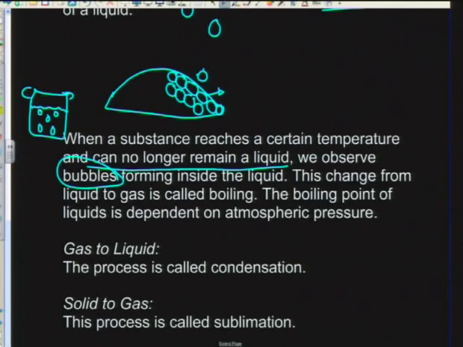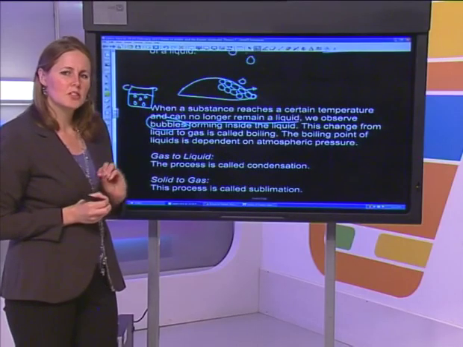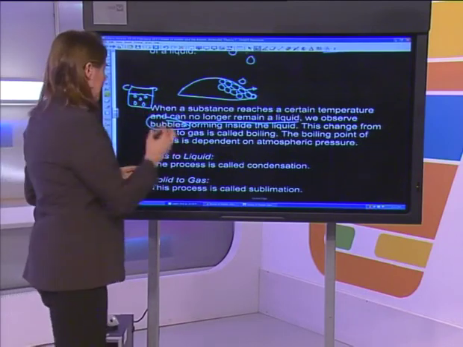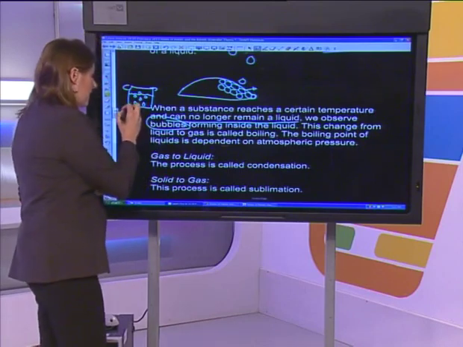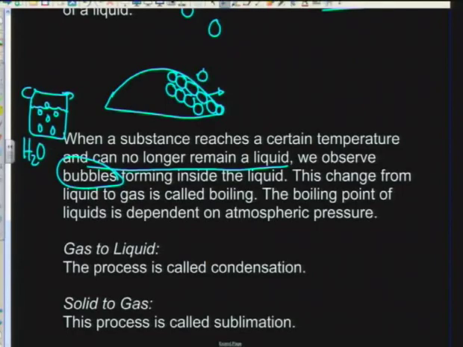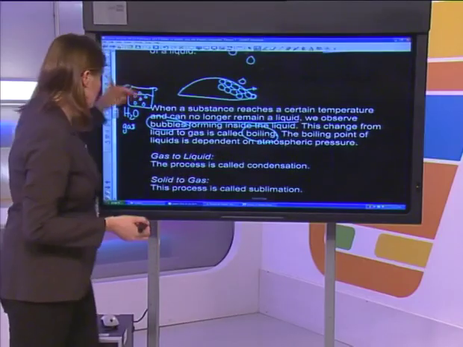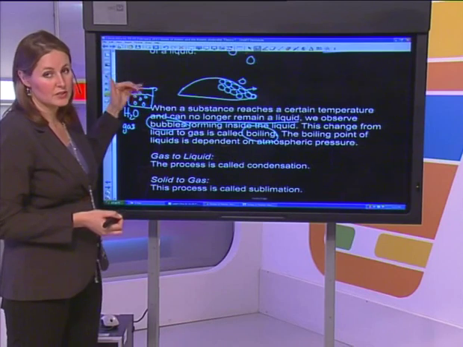What's inside those bubbles? I want you to think about this. What would be inside those bubbles in this water that's bubbling on the stove? It would have to be water vapor, because suddenly hydrogen didn't jump in there, or air didn't jump in there. It's going to be water vapor that has changed from liquid water to water vapor as a gas. This change from a liquid to a gas is called boiling. The boiling point of liquids is dependent on the atmospheric pressure, because it would depend on how much pressure is at the surface as well.